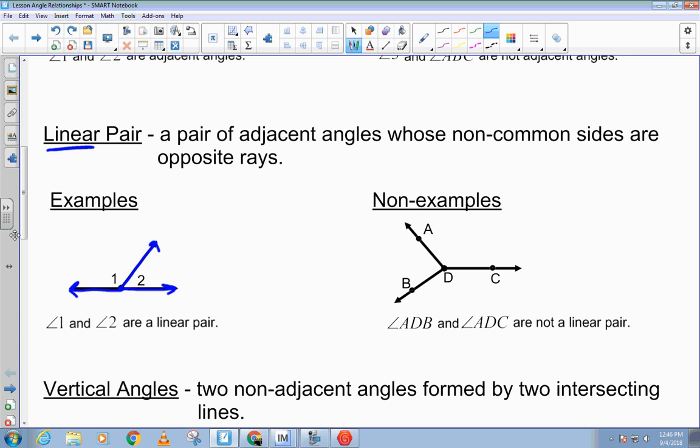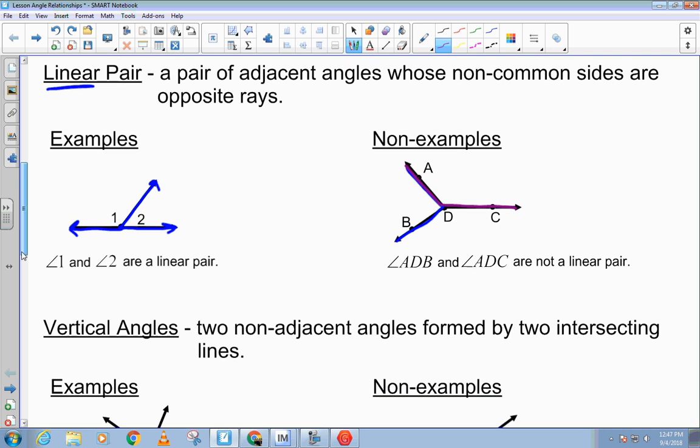If we look at angle ADB, and we look at angle ADC, those are adjacent, yes? They're neighbors, right? But look at their non-common side. Okay? Going in wonky directions, they don't form a straight line. If I take the paper, okay, you know, it doesn't make a straight line. Okay? Alright, so that is what linear pairs are. Now, linear pairs have a special relationship we're going to talk about in just a second.